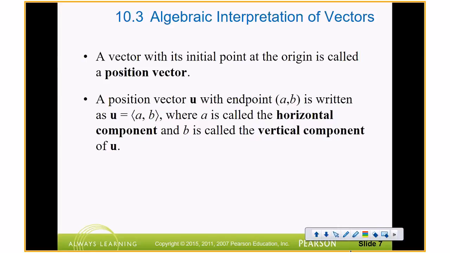A position vector u with endpoint A, B is written as u is equal to the angle brackets with A and B, whatever they're called, less than or greater than. That means that that is a position vector. Now you're going to see there are different ways of writing vectors in Calc 1 and Calc 2 and Physics 1 and Physics 2. But you need to start off with the position vector written as that. Okay? Where x is A and y is B.